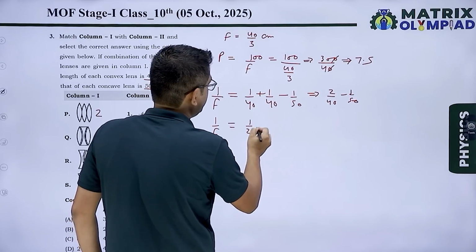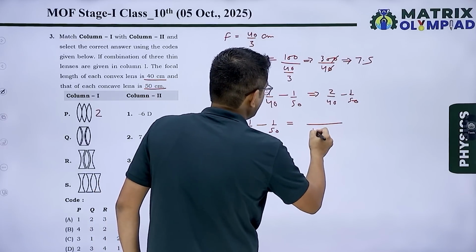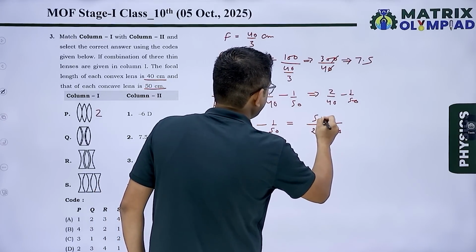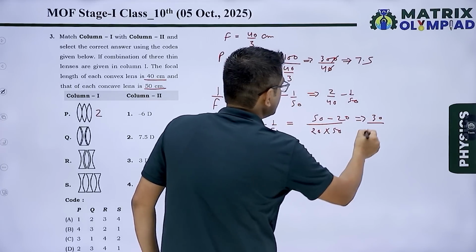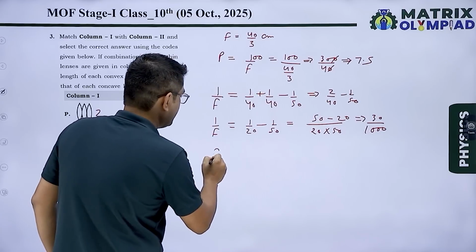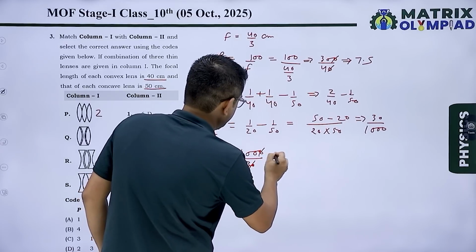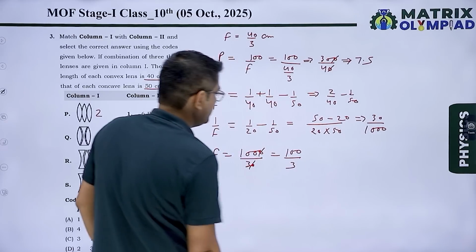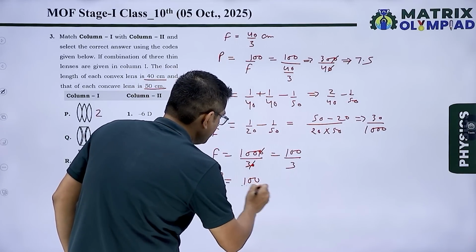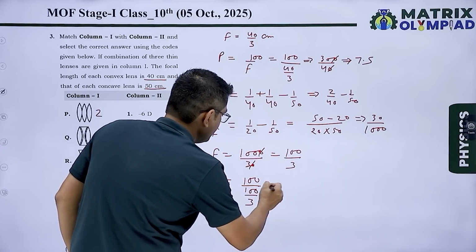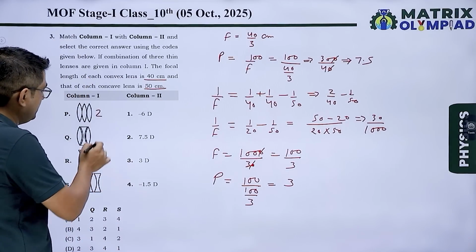and that is 1 upon F is equals to 1 upon 20 minus 1 upon 50 is equals to, on taking LCM, 20 multiplied by 50, that is 50 minus 20. Okay. So it becomes 30 divided by 1000. Okay. So F becomes equals to 1000 divided by 30, that is 100 divided by 3. Okay, so the power will be P is equals to 100 divided by 100 by 3. On solving this, the power becomes 3 diopter. So for Q, we can see the correct option will be 3.